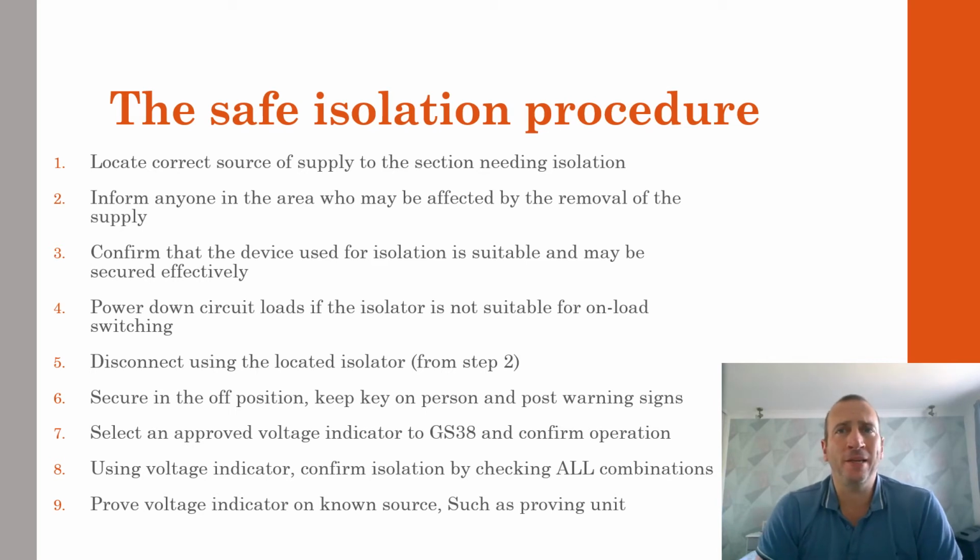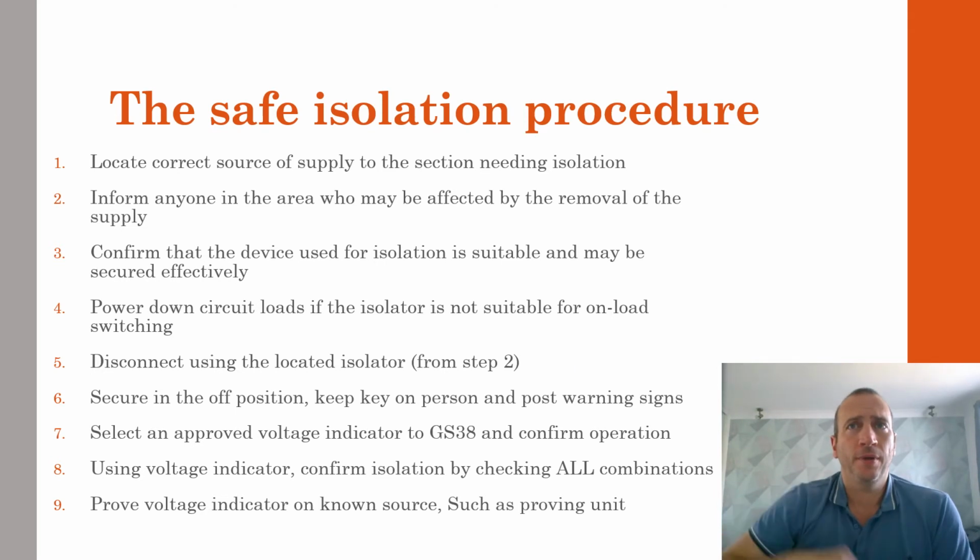Secondly, to inform anyone in the area who may be affected by the removal of the supply. As an example, if you were to turn the lights off in a room with no windows, you'd be creating a hazard for anyone in that room. Thirdly, you're to confirm that the device used for isolation is suitable and may be secured effectively. This means that you must be able to lock the device off. If you can't lock off the device, then you're not isolating the circuit, you're switching the circuit.